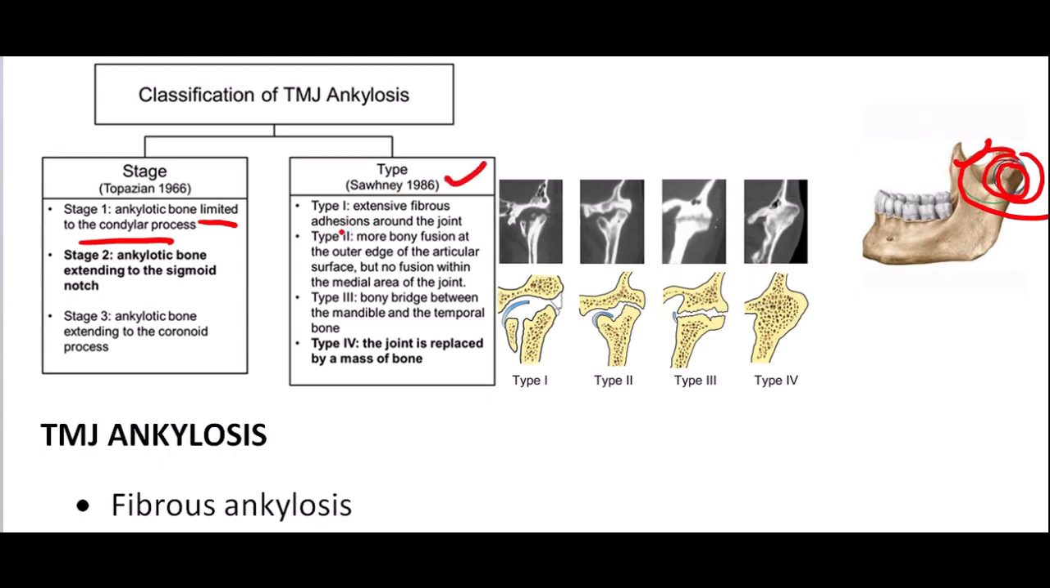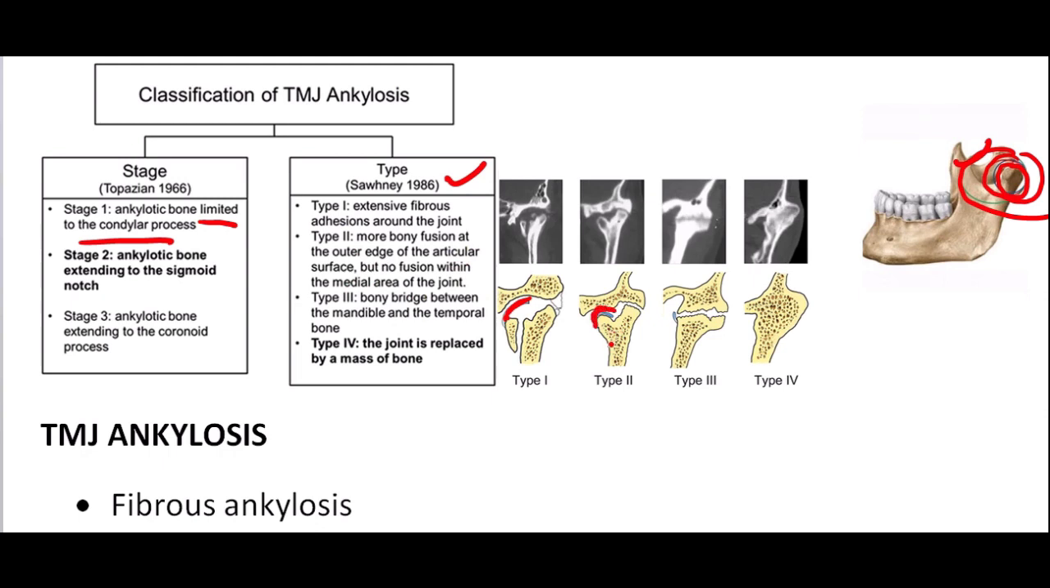While Sonic classification is type 1, type 2, type 3 and type 4. The type 1 is extensive fibrous adhesion around the joint. So you can see a fibrous adhesion around the joint. Type 2 is more bony fusion at the outer edge of the articular surface.